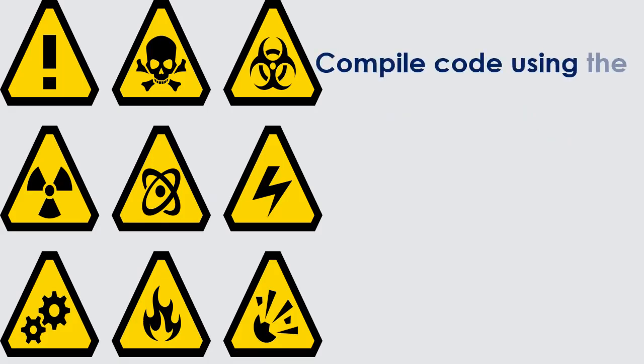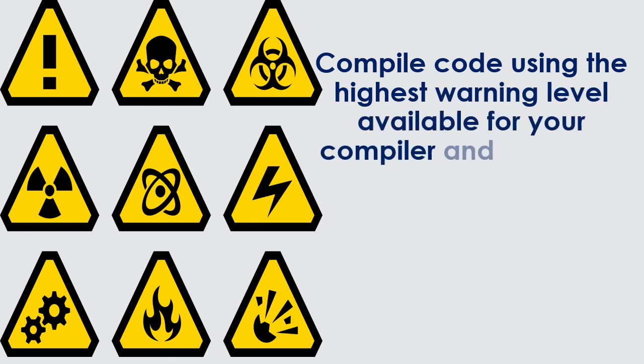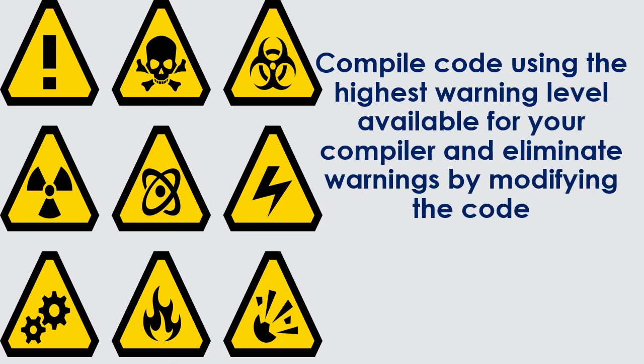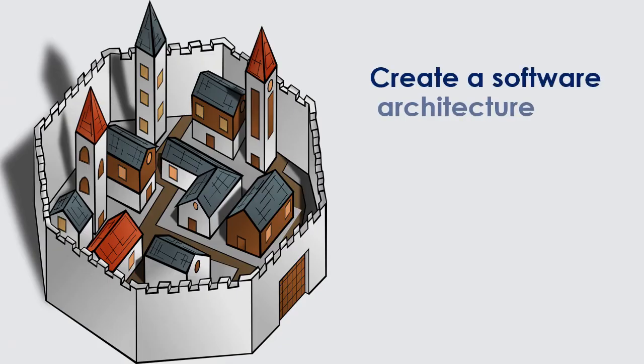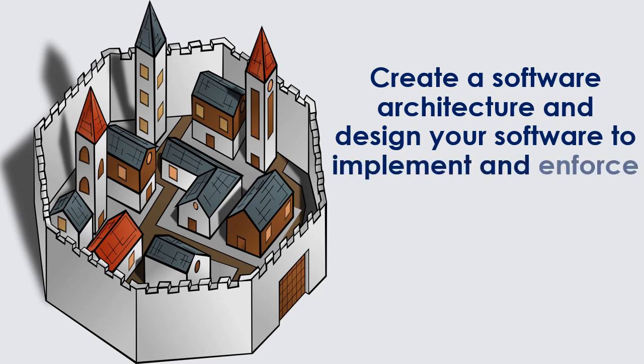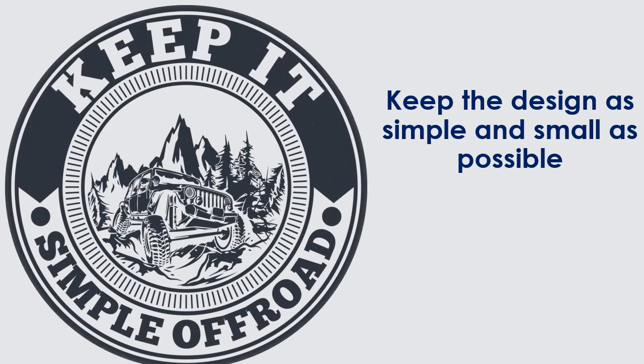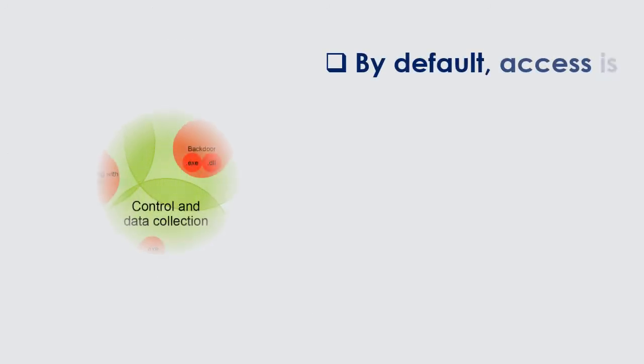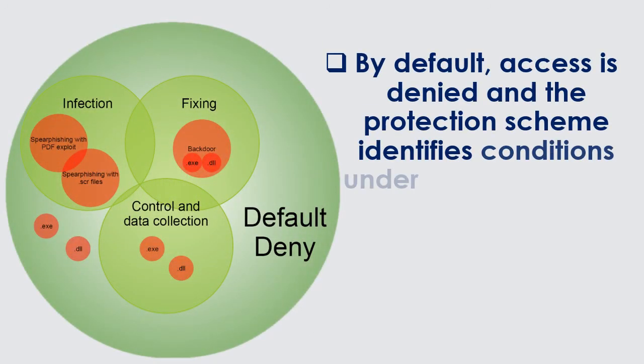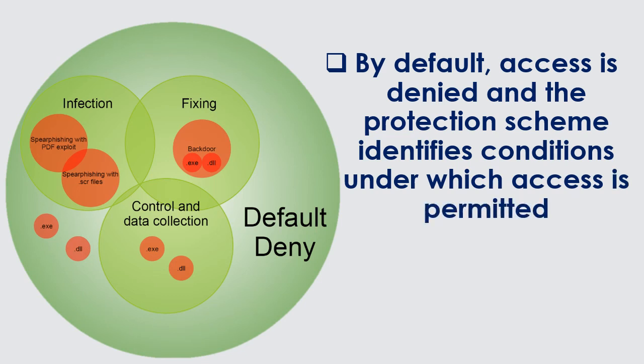Compile code using the highest warning level available for your compiler and eliminate warnings by modifying the code. Create a software architecture and design your software to implement and enforce security policies. Keep the design as simple and small as possible. By default, access is denied and the protection scheme identifies conditions under which access is permitted.